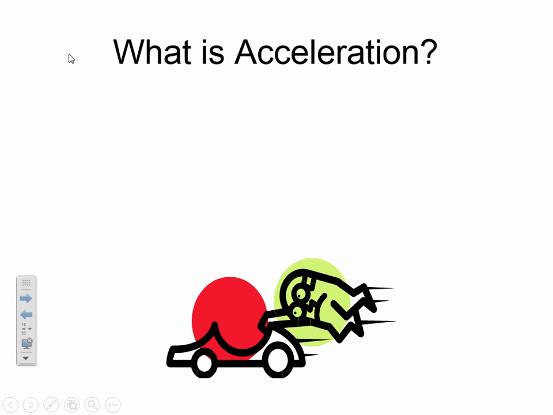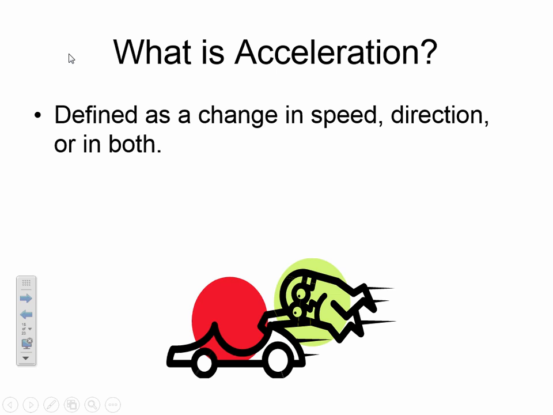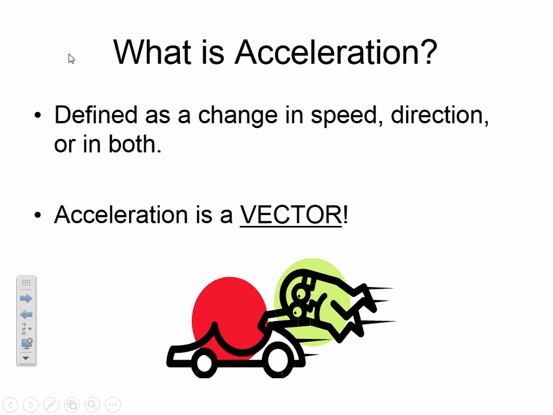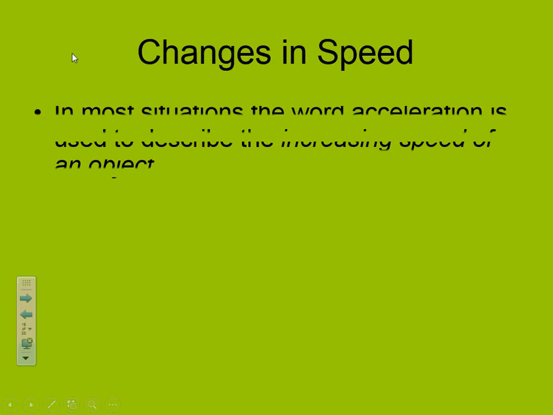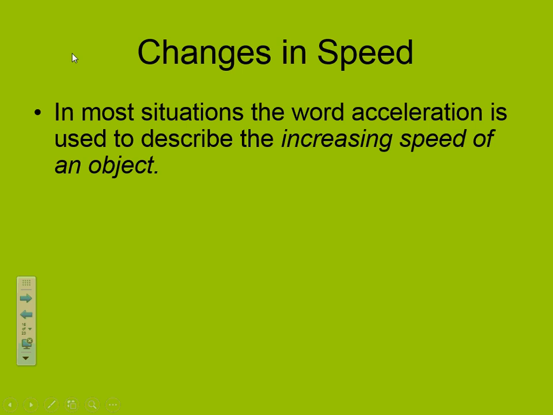Speed was the rate at which you're changing distance. Acceleration is the rate in which you're changing speed. So if you are changing speed, you are accelerating. Now, remember, velocity was speed with direction. So velocity was a vector. Acceleration is also a vector. So when you say acceleration, you have to apply a direction to it. So when we talk about changes in speed, that's what we're talking about with acceleration.